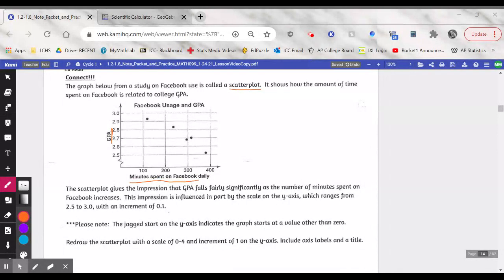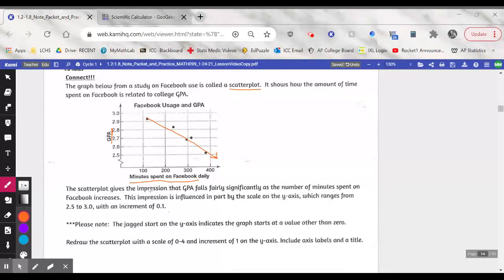And what we can see here is when we read the graph, we're going to read it from left to right. So we can see that when we go from the left to the right along the x-axis, the amount of minutes spent on Facebook increases. So if we read from left to right, we can see that the points are going down. So there is a relationship that shows as the minutes spent on Facebook daily increases, the GPA decreases.